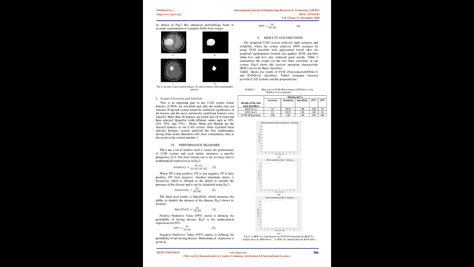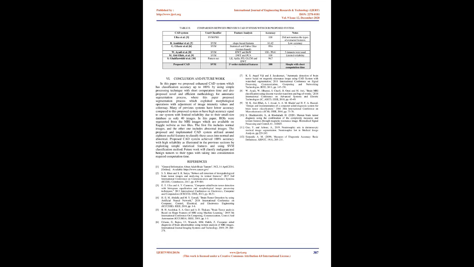Feature extraction and selection. This is an important part of any CAD system, where features of ROIs are extracted and only the useful ones are selected. The proposed system tested the statistical significance of all features, and the most statistically significant features were selected. More than 30 features were tested and 18 of them were selected. Quantiles with different values such as 10%, 25%, 50%, and 75%, mode, mean, and median are the selected features in our CAD system. After exploiting these selected features, the system achieved the best performance during brain tumor detection with short computation time, as discussed in section 5.